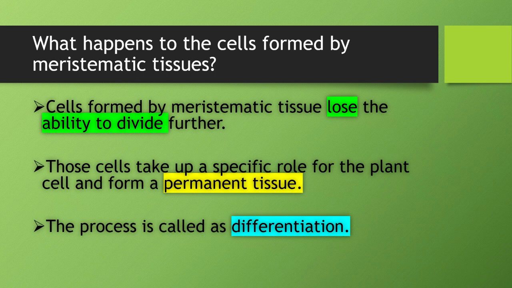The young and less specific meristematic cells stop dividing and become more specialized by this process of differentiation. After becoming specialized cells, they are known as permanent tissues. So the formation of permanent tissue is from meristematic tissues. When meristematic cells stop dividing, they will be converted into permanent tissues.